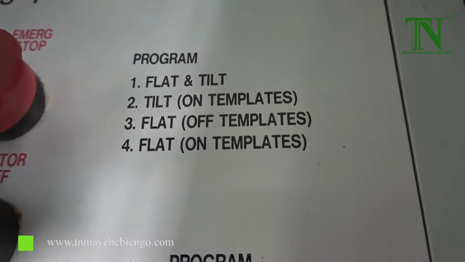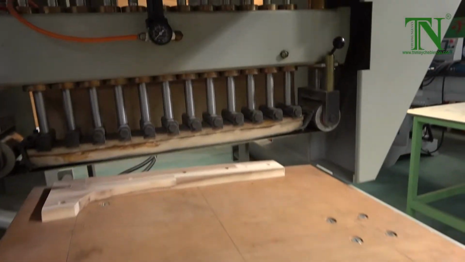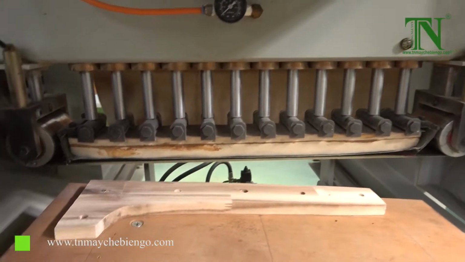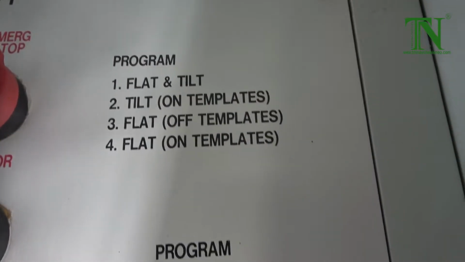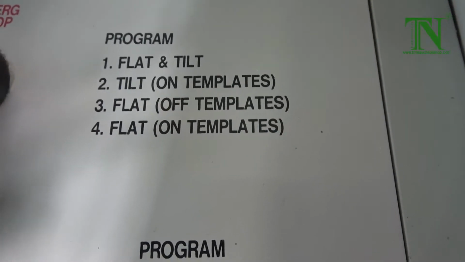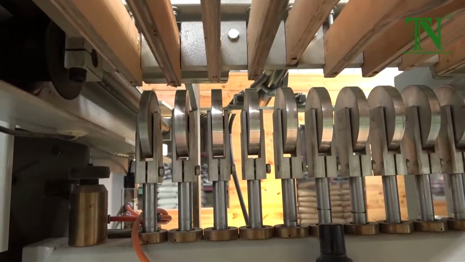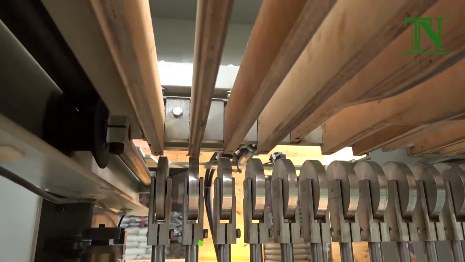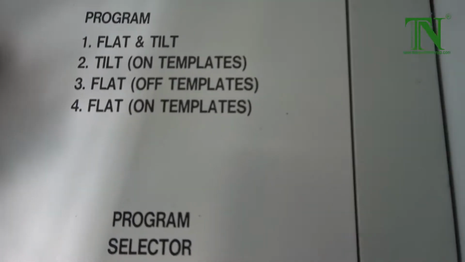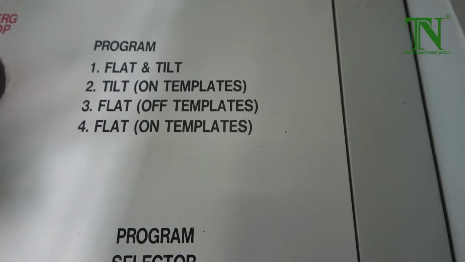Next, we have the second one, the tilt on template. This means that the table will be tilted and the sander belt will be running according to this frame, this template. Okay, and the third and fourth. The third one is flat off template, which means the table will be flat, and off template means that these will run in between the template, in this hollow part. So it is off the template. And vice versa, the fourth mode, flat on template, means the table is flat and the roller will be running on the template.